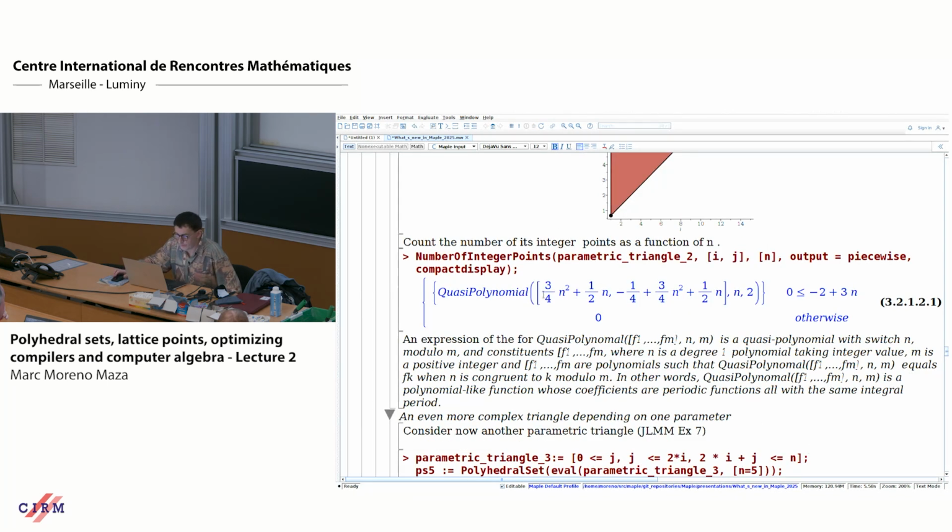Okay, and now comes our first quasi-polynomial. So what is that? You see in the square brackets you have two polynomials separated by a comma. After that, you have n and 2. That means when n is even, you choose the first polynomial, and when it's odd, you choose the other one. That gives you your number of integer points.